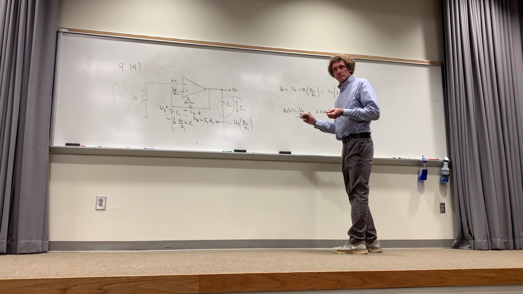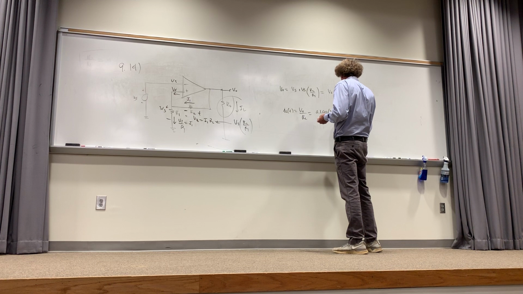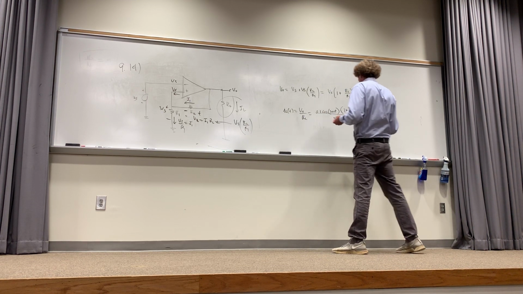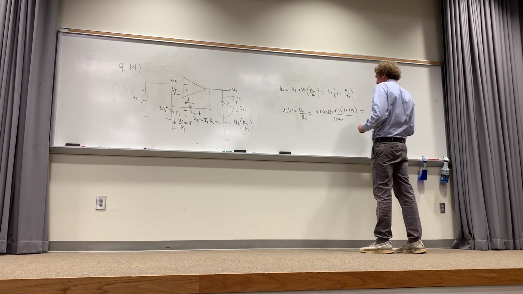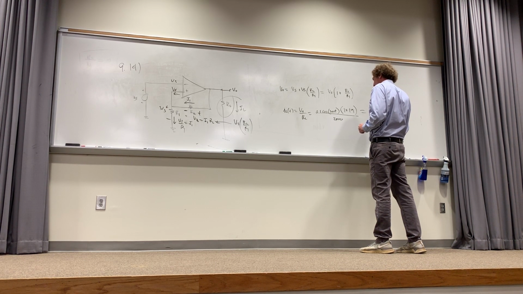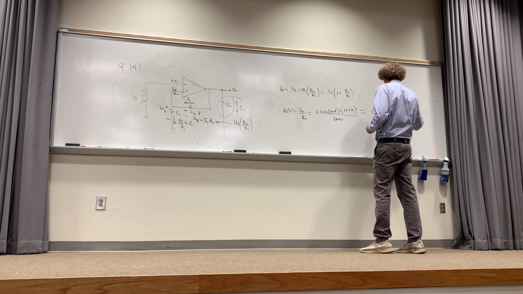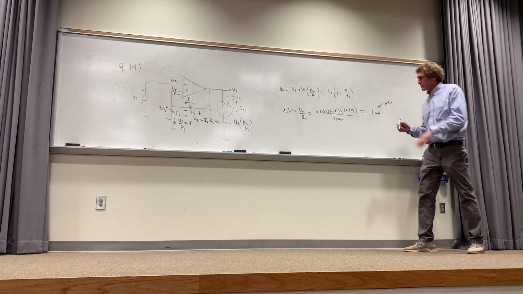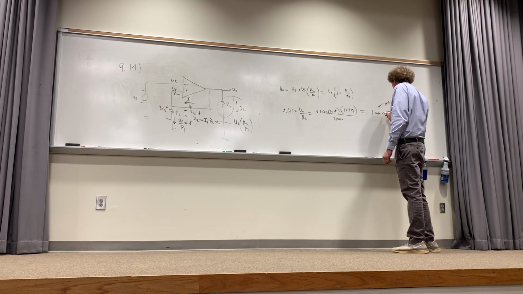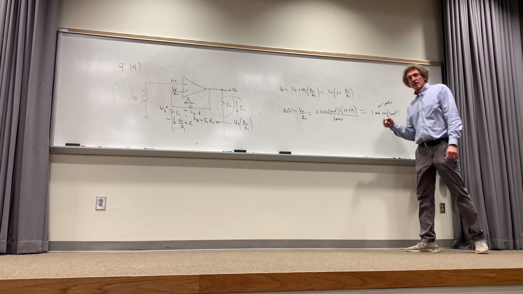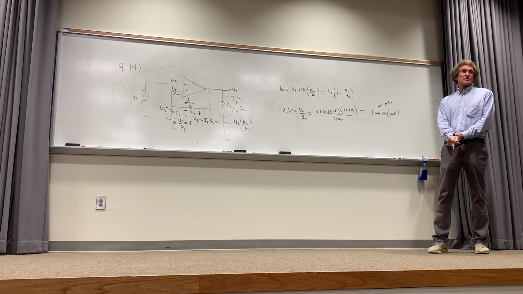RL is 2K. So by 2,000, that's going to be 2 over 2,000. That's 1 milliamp. 1 milliamp will be the max value. And it will have a cosine of 2000 t, which would be the time variation. The max is going to be just when cosine is 1.